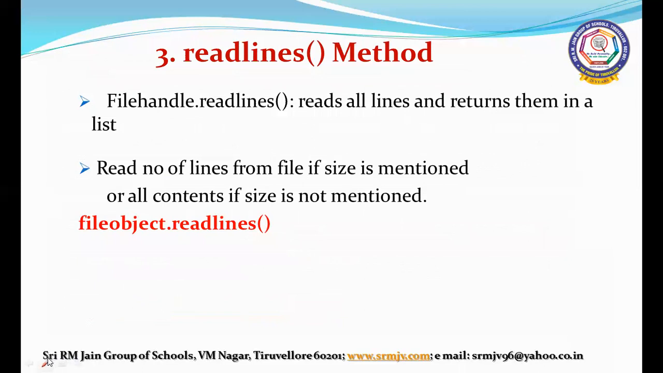The third method of reading the file is the readlines method. File handle dot readlines reads all lines and returns them in the form of a list. It reads a number of lines from the file if the size is mentioned, or all the contents if the size is not mentioned. So the syntax is file object dot readlines of size.